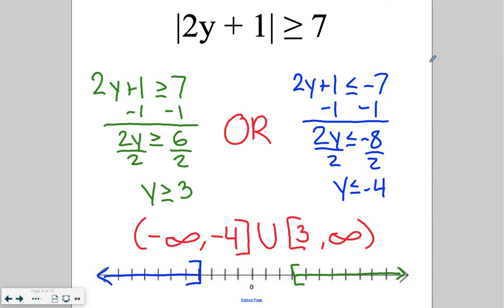We end up with an OR case. Your first answer being y is greater than 3. The second one is y is less than or equal to negative 4. So we have that bracket at negative infinity up to negative 4, connection U, and then 3 going up to infinity, and then we have our graph.